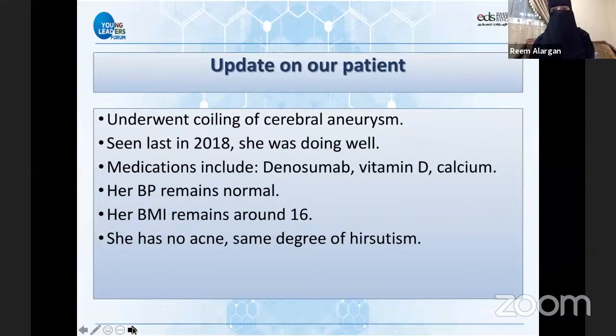She underwent coiling of her cerebral aneurysm, and she was last seen in 2018. She was doing well at that time. She was on denosumab for osteoporosis, calcium and vitamin D. Blood pressure remained normal, and her BMI remained at around 16, and she had no acne with the same degree of hirsutism.